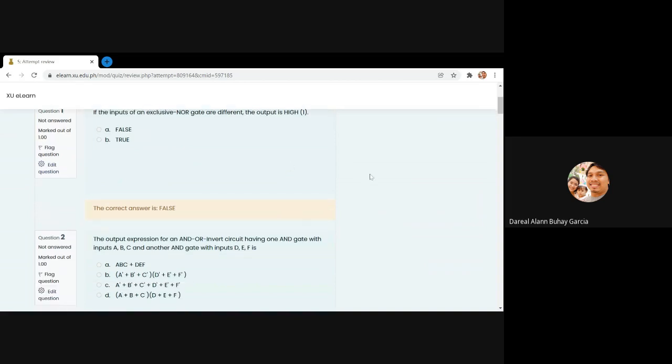False. The expression for an AND OR invert circuit having one AND gate with inputs A, B, C, and another AND gate with inputs D, E, F is... Dapat by invert. Pero, sige lang.